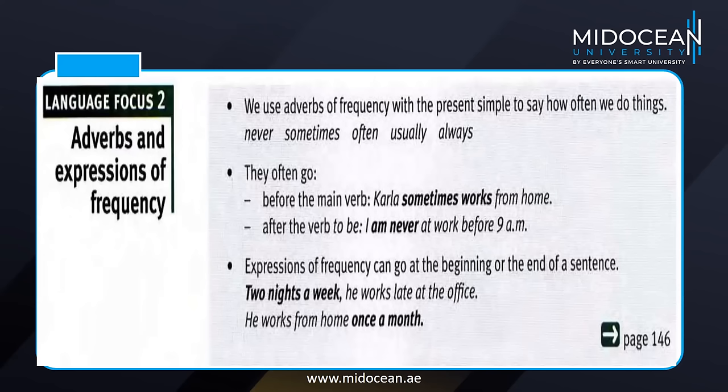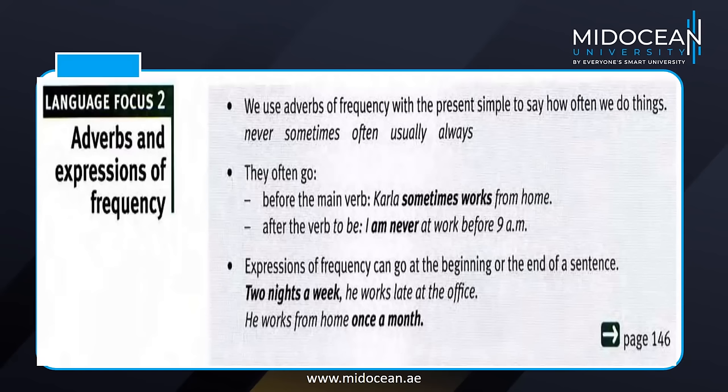طيب مكانهم بيكون فين في الجملة؟ يعني always, usually, often, sometimes, whenever بيكون مكانهم فين في الجملة؟ They often go before the main verb. يبقى بحطهم قبل الفعل الرئيسي اللي موجود في الجملة. يبقى أقول مثلا Carla sometimes works from home. يبقى قبل work قبل الفعل الرئيسي بحط sometimes. Carla always works. أحمد usually goes. I never go. خلاص، وقبل الفعل الرئيسي اللي في الجملة بحط sometimes أو always أو usually، بحط ال adverbs of frequency.